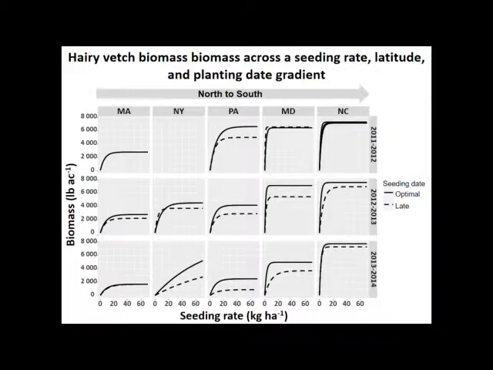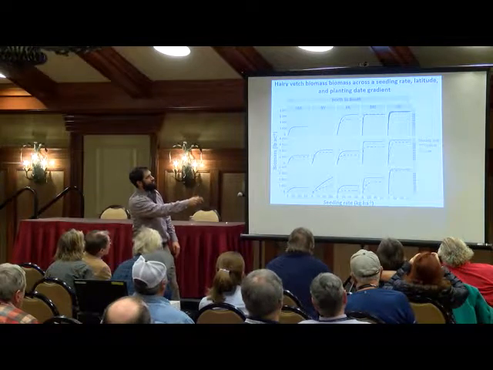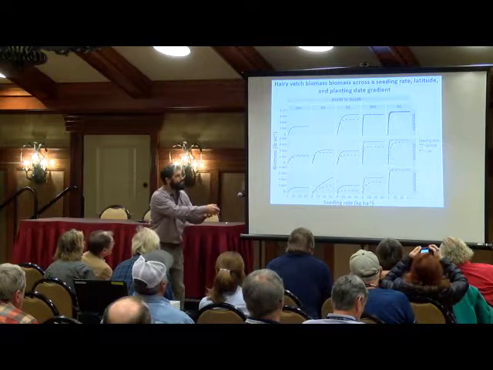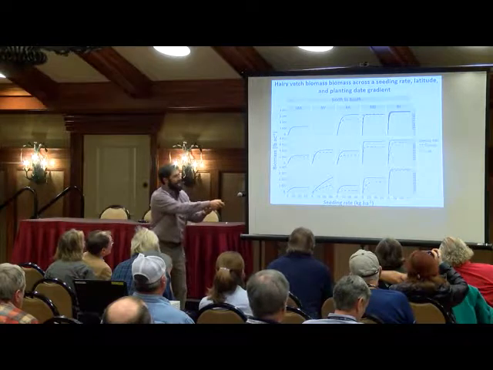This is a complex figure, but we're going to walk through it together really slowly. On this x-axis is seeding rate. Every single one of these panels is 0 to 60, 0 to 60, 0 to 60. This is just the seeding rates at which we seeded hairy vetch. And the y-axis here is how much biomass it produced. And here are the different states, Massachusetts, New York, Pennsylvania, Maryland, North Carolina, on this north to south gradient. And here are our planting dates, our seeding dates in the fall, optimal and late.